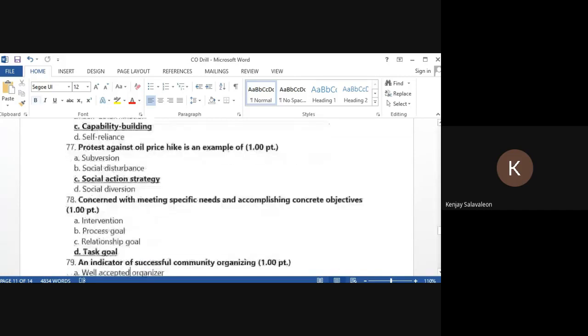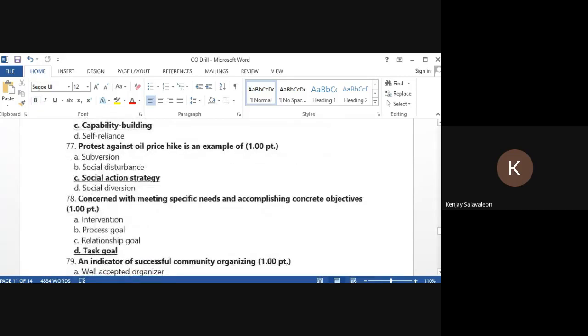77. Protest against oil price hike is an example of ito. Hindi ito sa version ha. It can be categorized as social disturbance, but it results from unwanted na social phenomenon. Social action strategy siya. No? There was a protest. Protest may be in a form of, for example, may isang group naglabas ng statement, we protest against price blah blah blah. Yan. Protest may also take in a form of rally, yung sa street parliamentary, tawag natin. It is not also social diversion. Wala namang divide because of price hike.